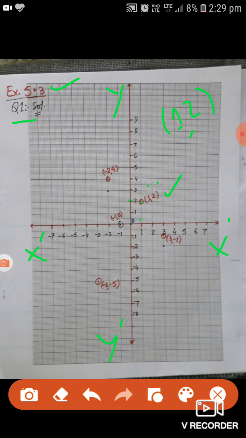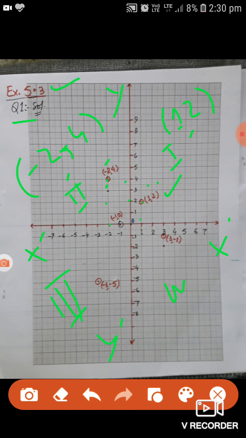Now the second point is (-2, 4). Its abscissa is negative and ordinate is positive, so it will lie in the second quadrant. Here is the first quadrant, it is quadrant second, quadrant third, and quadrant fourth. We can draw it in the xy plane: -2 lies on the negative side of the x-axis over here, and 4 lies over here. When we join the perpendiculars, we find the point over here. So here is the point (-2, 4).